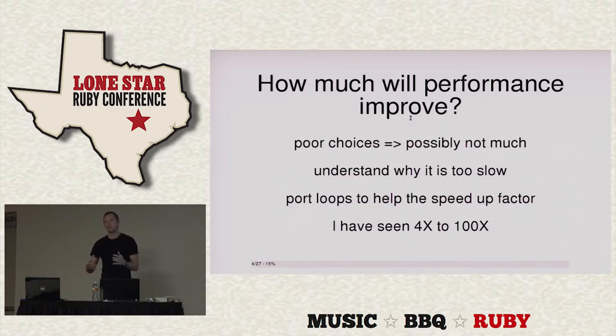As an example, say you have a loop that you go through a bunch of times and it's taking a while. You want to make sure you port enough of the loop. What you port to your extension needs to take enough time so that the overhead of going from Ruby to C and back to Ruby isn't a significant portion of the time spent in C. And I've seen performance improvements of anywhere from 3 to 4x to over 100x.